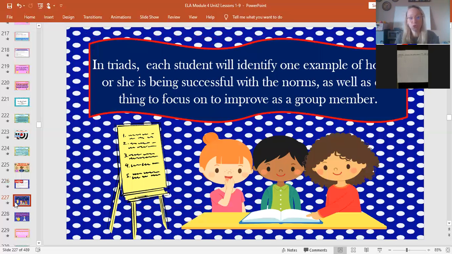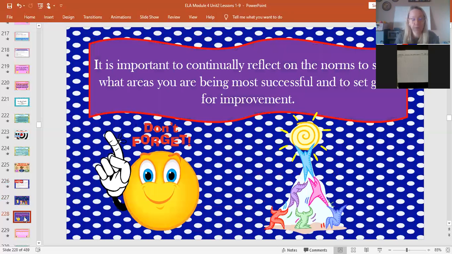So what you would do right now is you would be working on one example of being successful with these norms. It's important that you always reflect on areas where you're being successful and areas where you need improvement, because that's just a regular part of being a human. I self-reflect on my teaching, on what was successful for you guys and what wasn't successful. And I learn and I grow and I change, and that's your job as well.